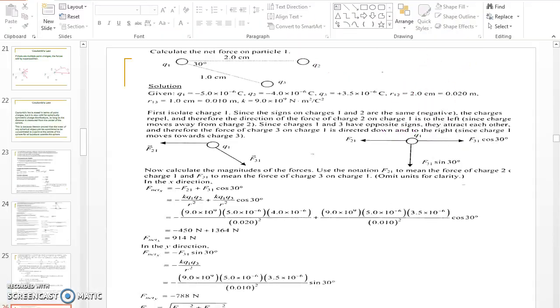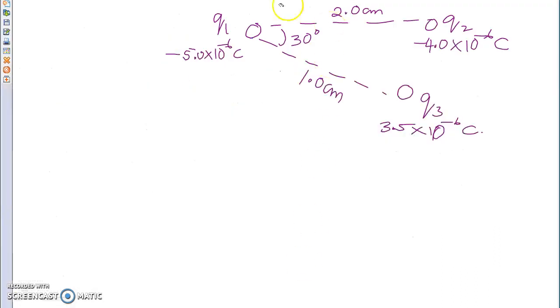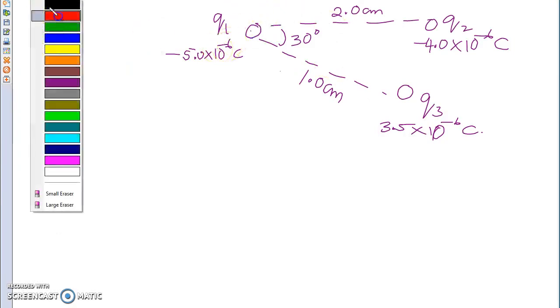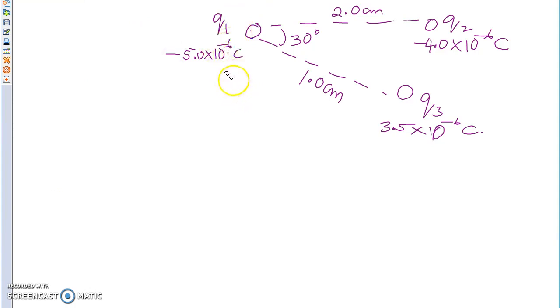And the question is asking us to calculate the net force on particle 1. So what is the F net on Q1? When we're doing this question, the first thing we're going to do is take a look at how my forces are, repulsion and attraction between all the charges. We have a negative and a negative charge. Between Q1 and Q2, which way is my force going, to the right or to the left? To the left, because I am being repelled. So this is going to be F12 going to the left, a repulsive force.